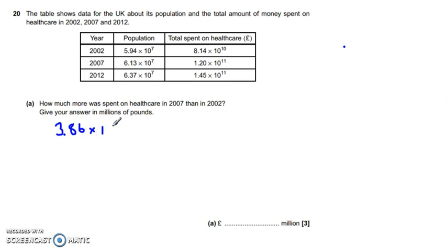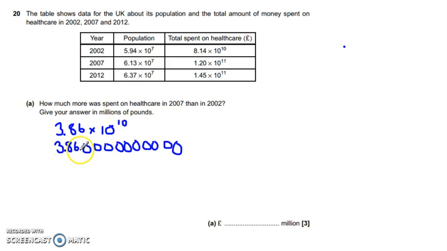Now that's a good answer, okay, except the question wants us to give our answer in millions of pounds. So we need to turn this 3.86 times 10 to the power of 10 into a regular number. The way we do this is I've got 3.86, and because it's to the power of 10, I'm going to put 10 zeros after it. 1, 2, 3, 4, 5, 6, 7, 8, 9, and 10. And again, because the power is 10, I need to move the decimal point 10 times.